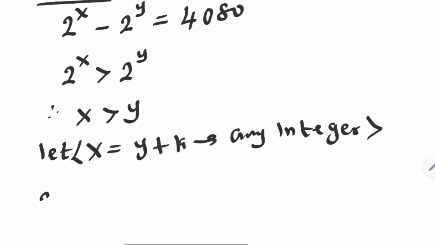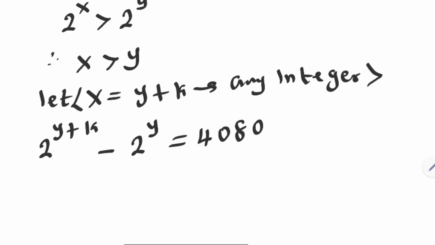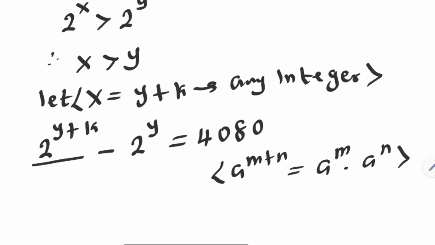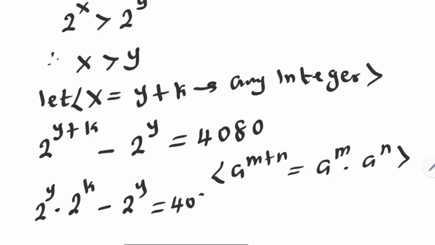Then we have 2 raised to power x can be written as 2 raised to power y plus k, because x is equal to y plus k, and minus 2 raised to power y is equal to 4080. If you have a raised to power m plus n, this is equal to a raised to power m multiplied by a raised to power n. This can be written as 2 raised to power y multiplied by 2 raised to power k minus 2 raised to power y is equal to 4080.